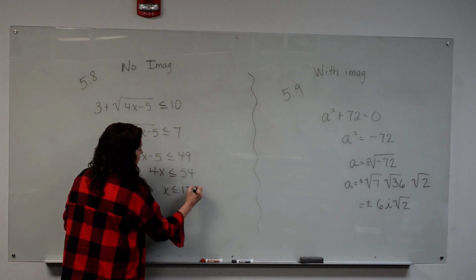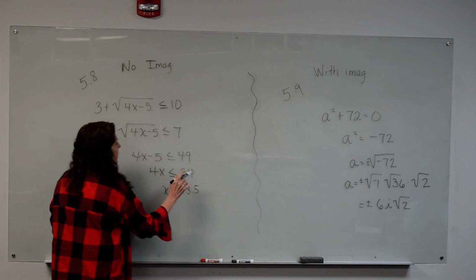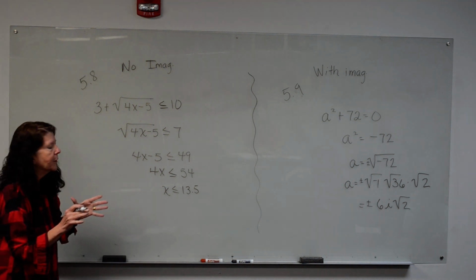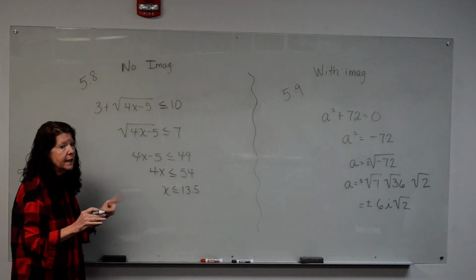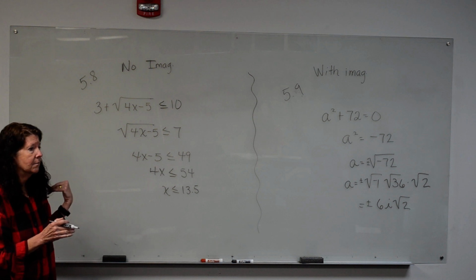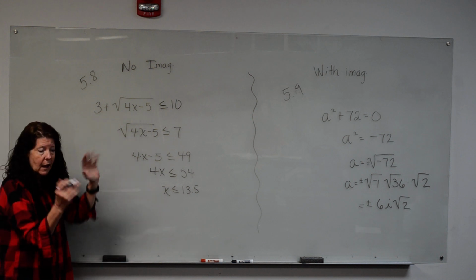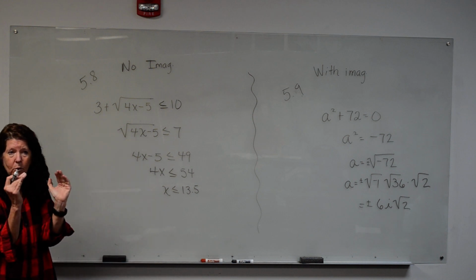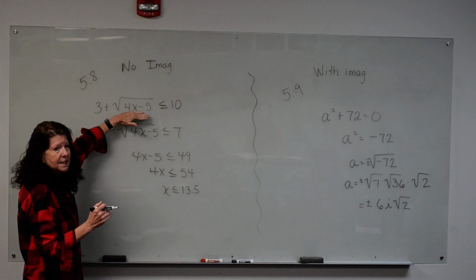13.5 is good. Okay, so I got a 13.5. Now, it really is not all my numbers less than 13.5. To figure out the little window that I have, I also have to take this part of it.